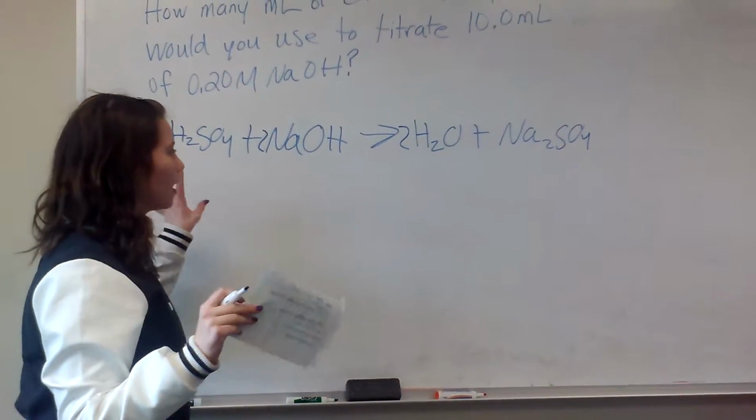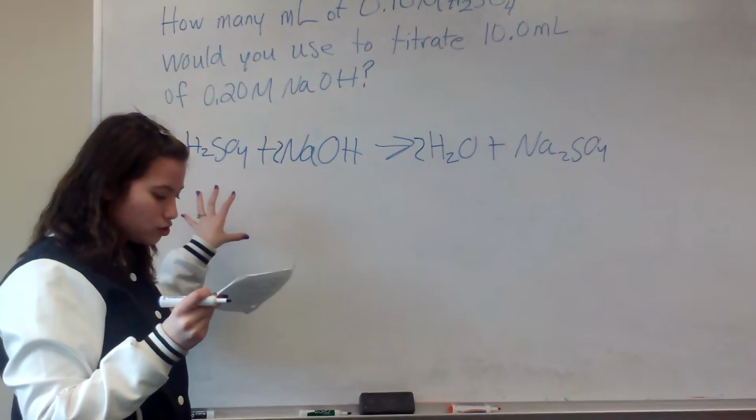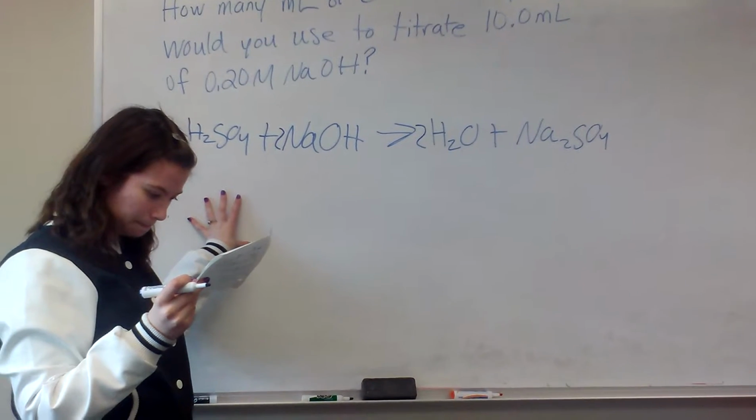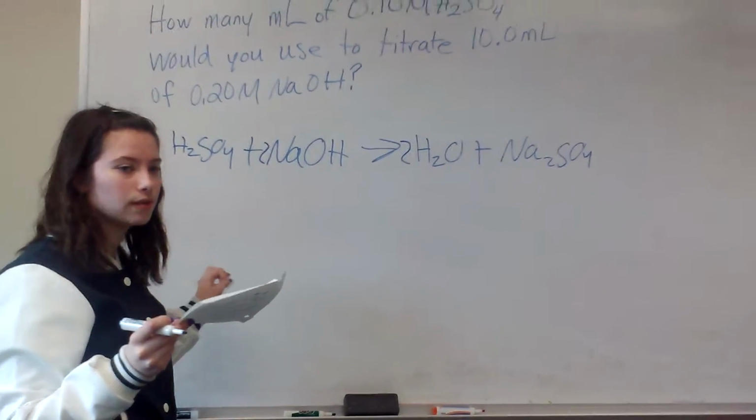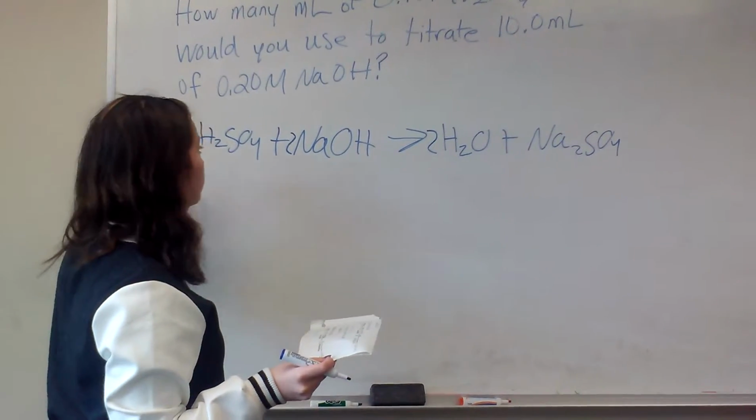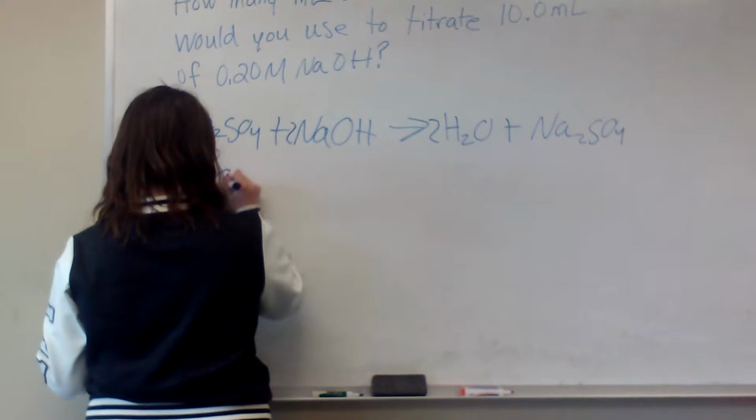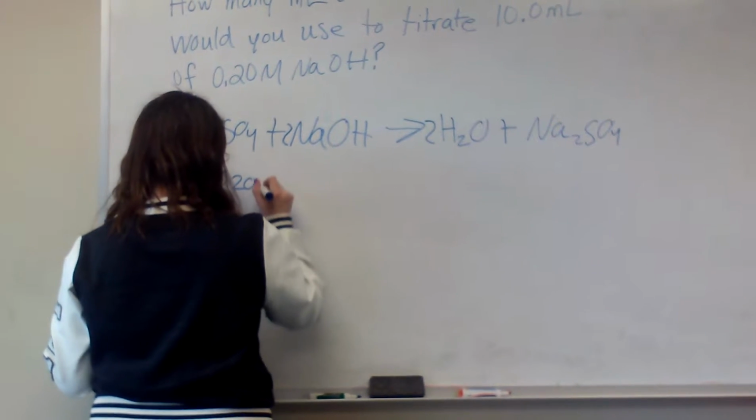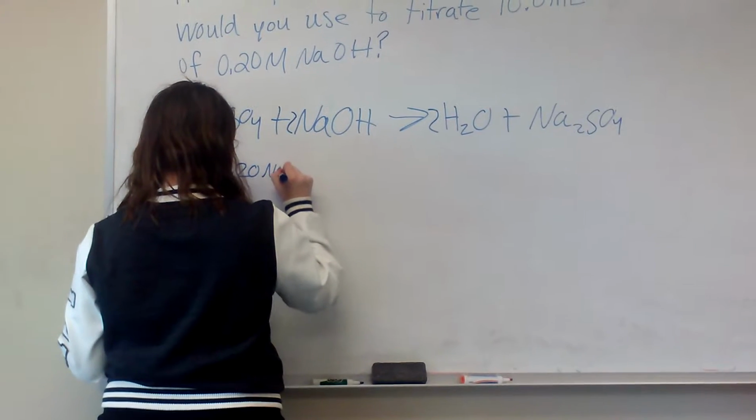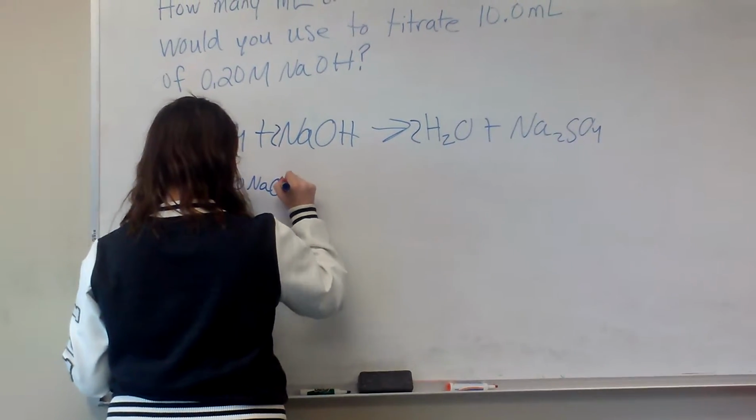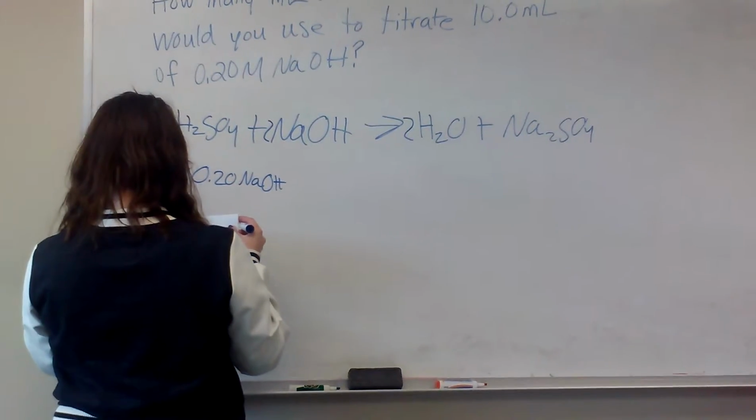Okay, so now that we have our balanced equation, we can move on to the next step. Start with the thing you know the most about, and that would be our NaOH. Don't write the capital M, make sure you call it what it really is. Capital M, molarity, is really moles per liter. So 0.20 moles of sodium hydroxide.